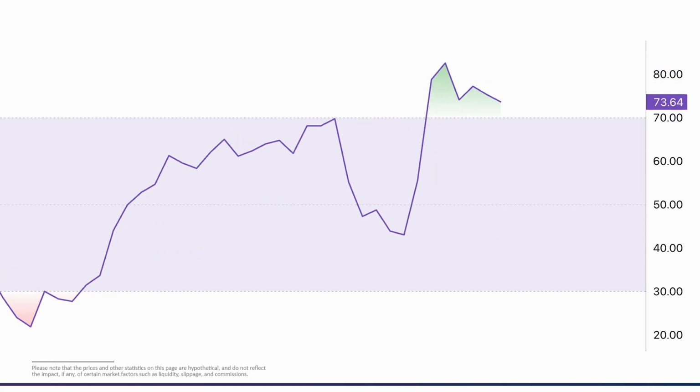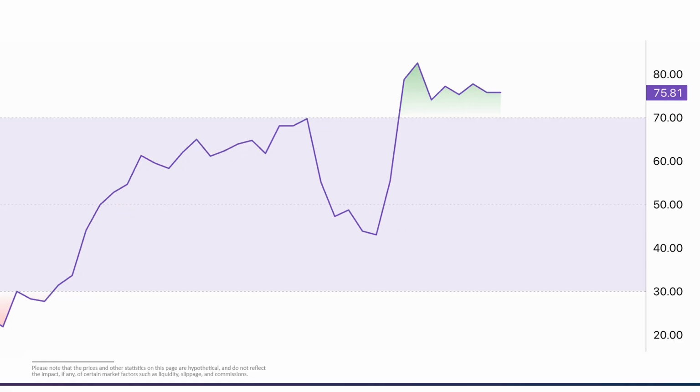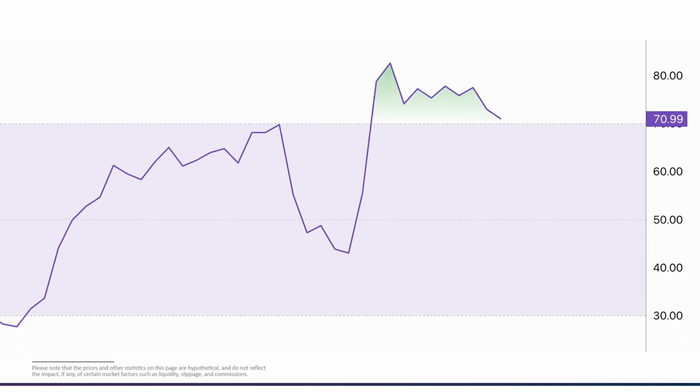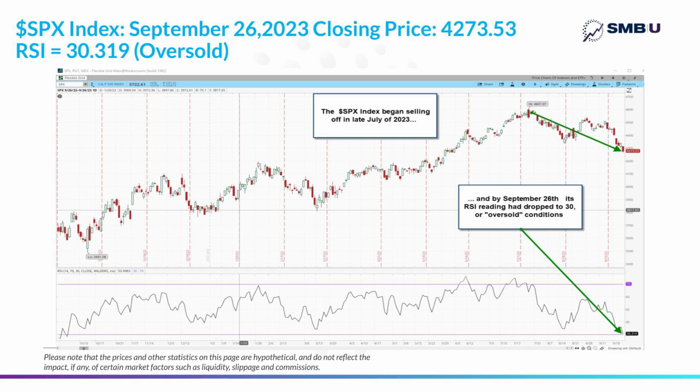So for example, let's head back to just about exactly a year ago, September 26th of 2023. And as you can see, the SPX index last year started selling off in late July and had dropped to 4273.53 by September 26th, which, as you can see from the RSI indicator reading below the price chart, hit a reading of 30.319, which, as we just mentioned, is regarded to be oversold conditions.